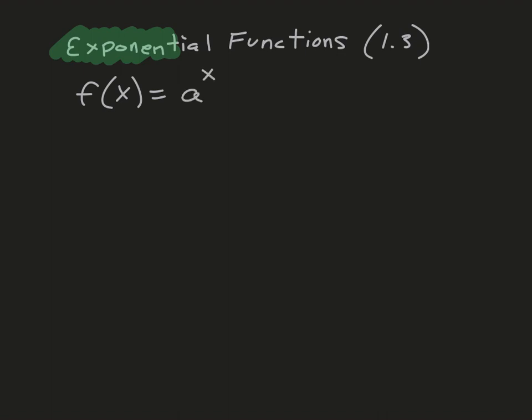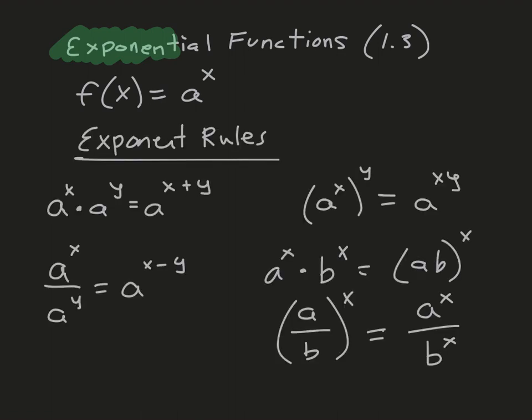For example, a to the x, where a is just a constant and x is our independent variable. We define this as an exponential function with base a. Now, just a quick review of your exponent rules. You might want to pause and just look over these. You should be familiar with them by now.